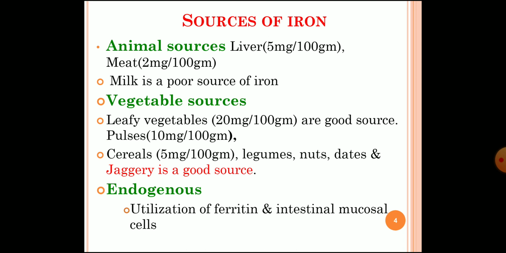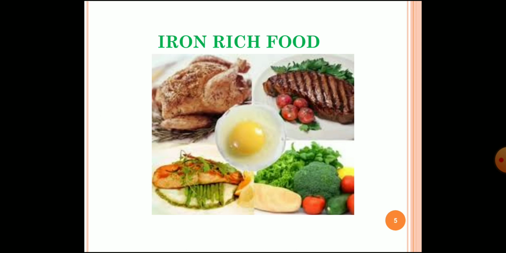So these are the important sources. In the question, usually the source of iron is an important part. Then the recommended daily allowance is another part. So you have to study all the sources, and it is very important. In this picture you can see various sources, vegetarian and non-vegetarian. Non-vegetarian: meat, fish and egg. Vegetarian sources: lettuce, green leafy vegetables, etc.